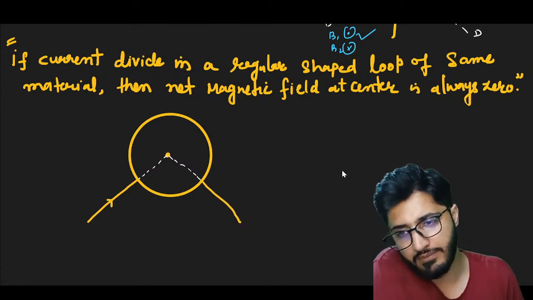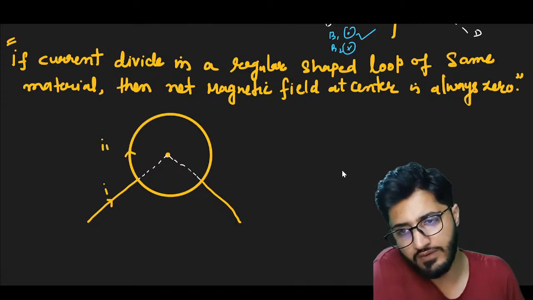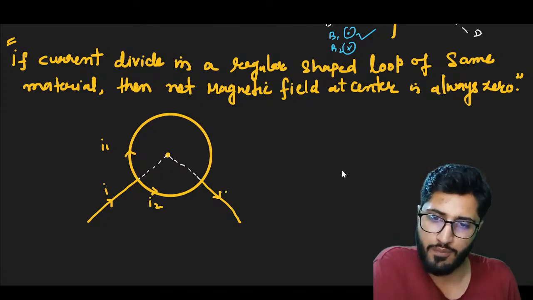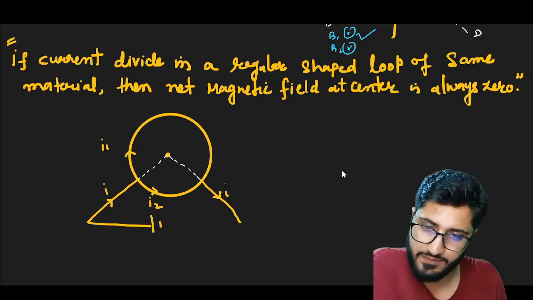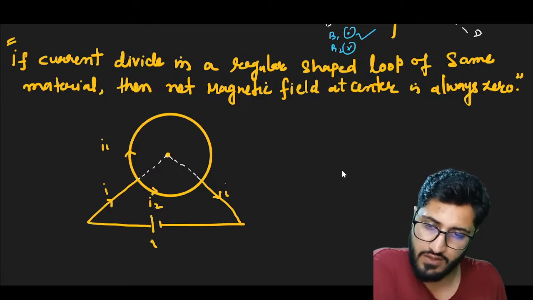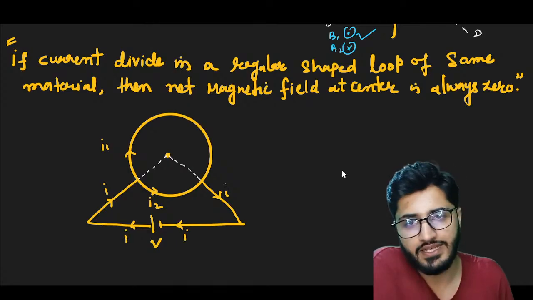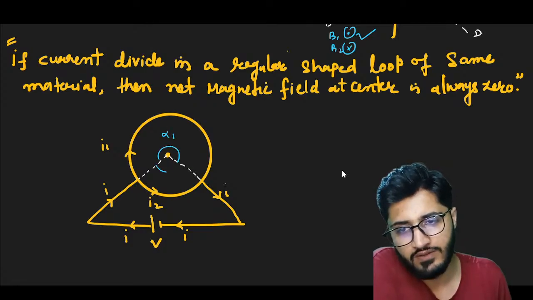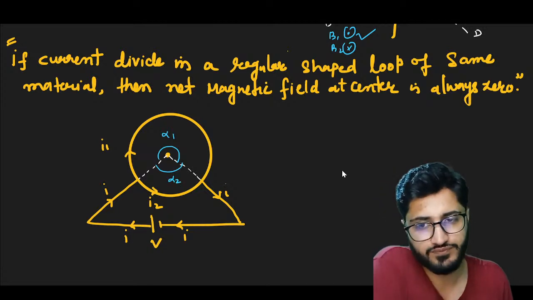My current I is coming, and you can see the current is divided into two paths, I1 and I2. Here the current I will go back. That means we are having a battery here somewhere with V potential difference. Let us suppose this angle is alpha 1 and this angle is alpha 2.